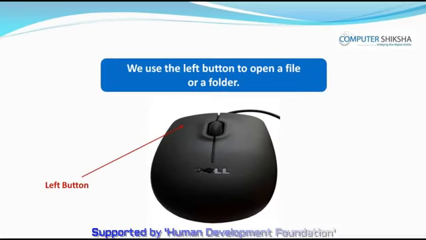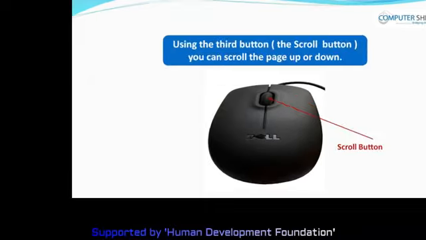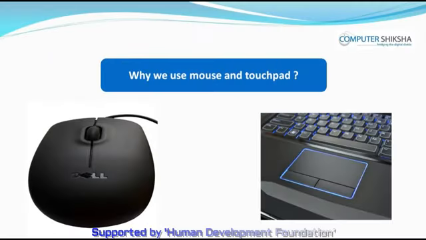We use the left button to open a file or a folder. We use the right button to select an option in a file or a folder. Using the third button, the scroll button, you can scroll the page up or down. Can you say why we use the mouse or touchpad? We use the mouse or touchpad to take a pointer from one place to another on the computer screen.